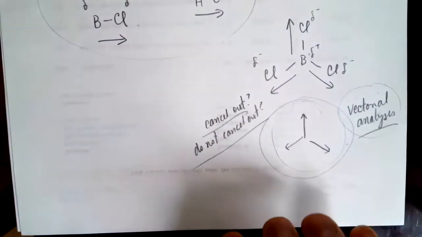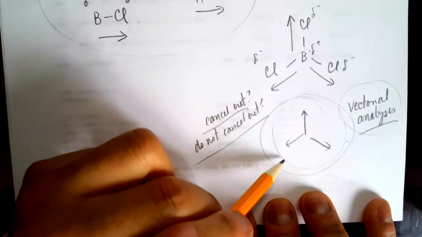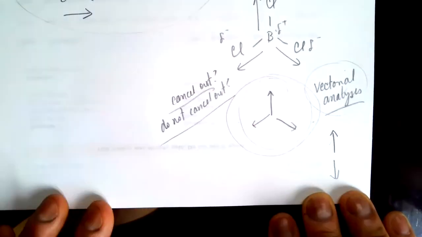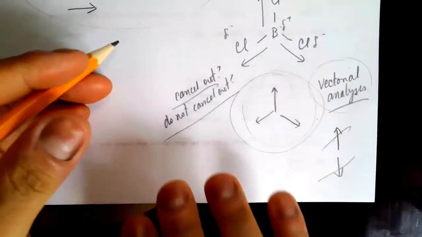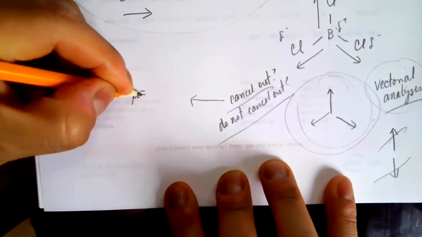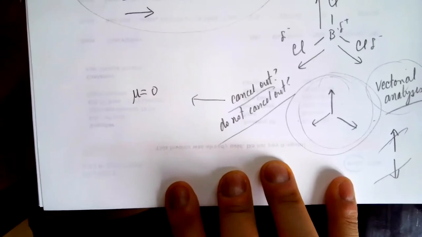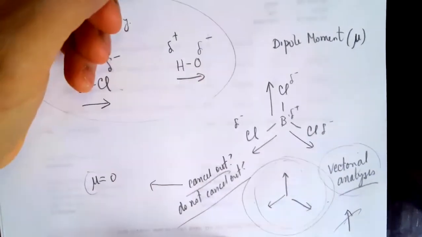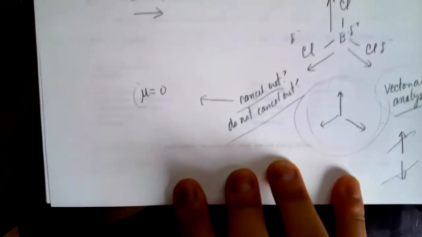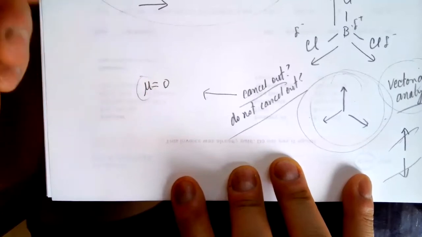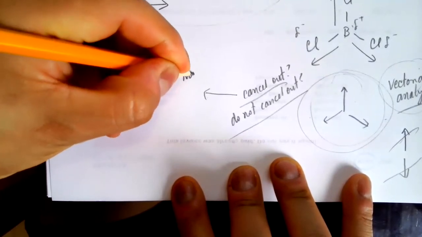Okay, that's all we care about. Do you think that these arrows will cancel out? No. In what case do they cancel out? If you have something up and something down, they will cancel out. If something cancels out, that means the dipole moment is equal to 0. The Greek letter mu is the abbreviation for dipole moment. Mu equal to 0 means cancel out. What does it mean that the dipole moment is 0? That means that the molecule is non-polar.